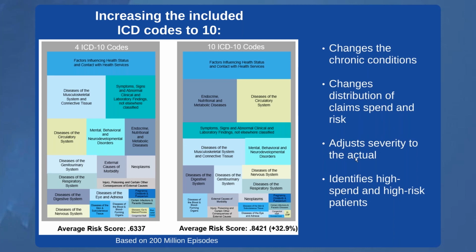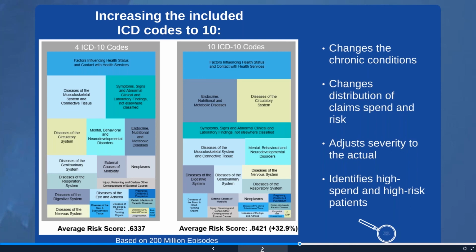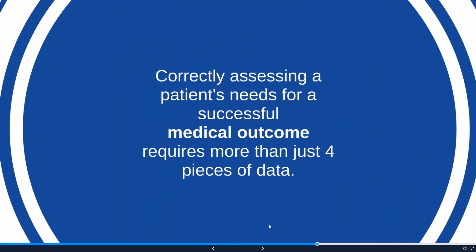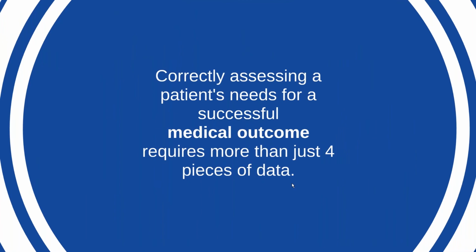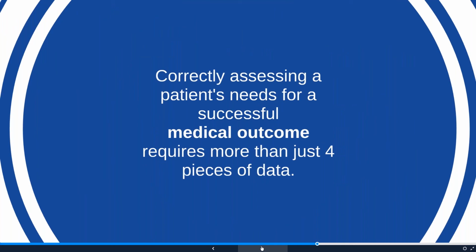Additionally, the disease prevalence has now changed from musculoskeletal and laboratory findings to endocrine, which is many times considered the diabetics, and the circulatory system, which is the heart. So if we wanted to create a disease management system, we would want to focus on those 2 factors first, rather than the musculoskeletal and the clinical laboratory findings. Correctly assessing a patient's needs for a successful medical outcome many times requires more than 4 pieces of diagnosis data.